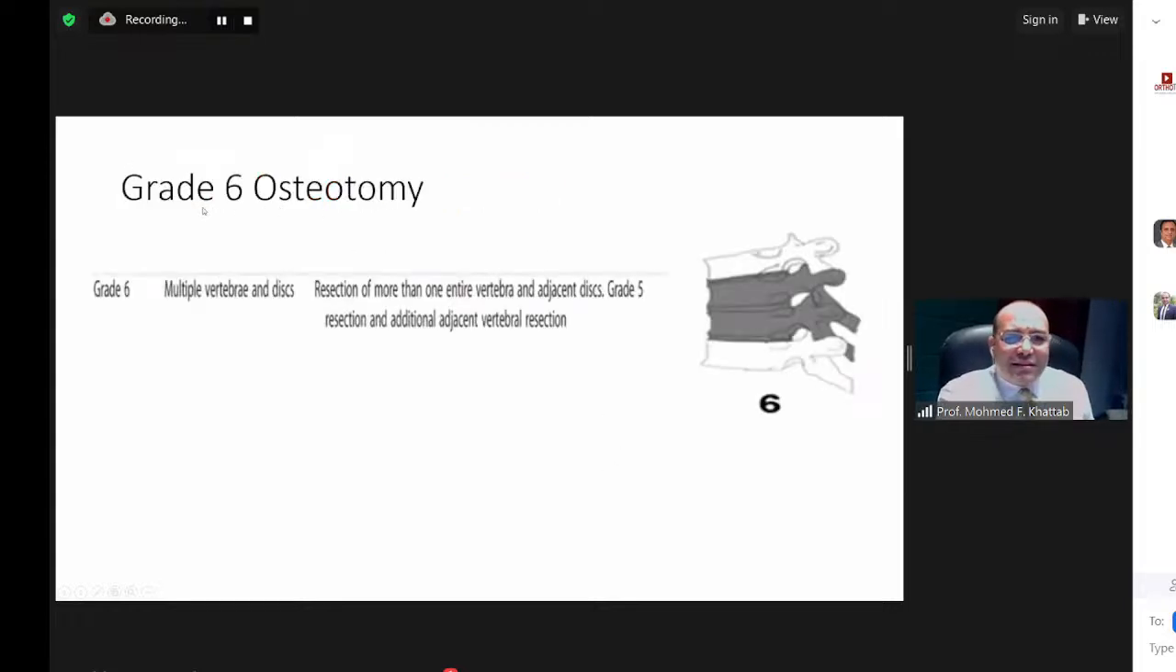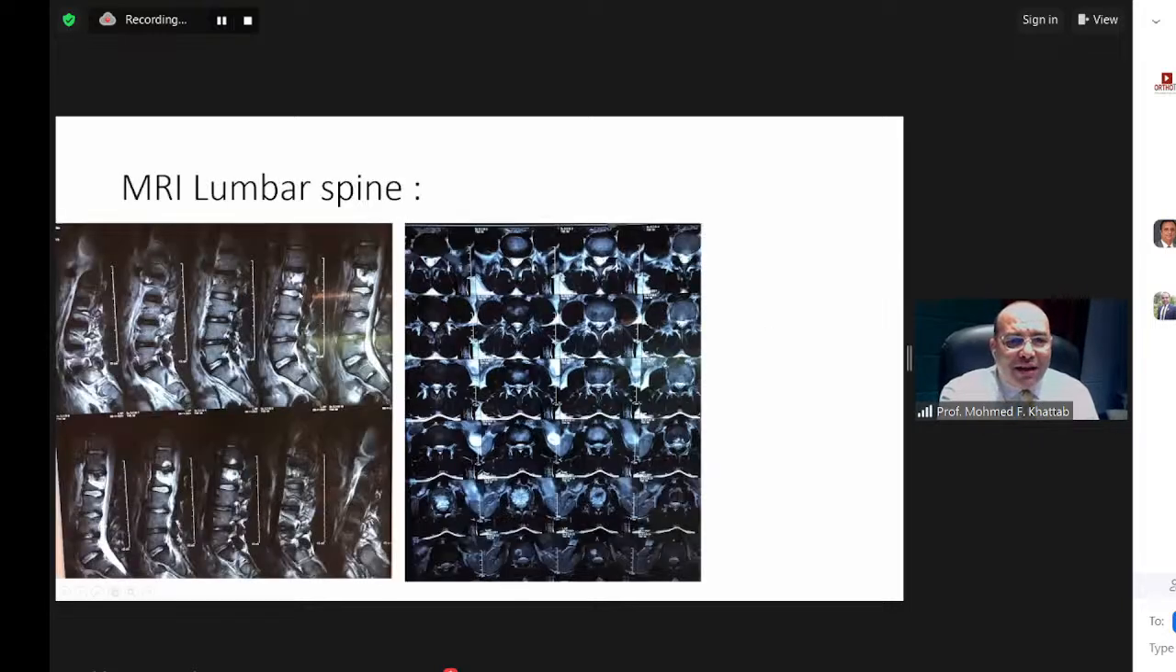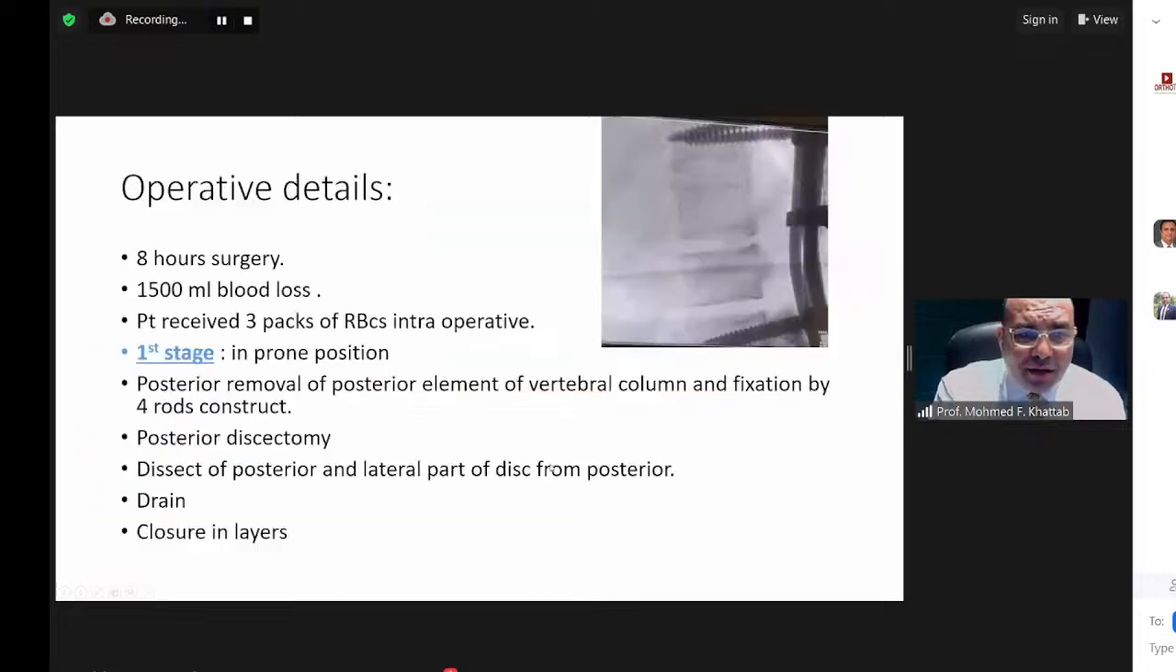The last grade is type 6 osteotomy, which means that multiple vertebrae and discs could be removed. This is a male patient, 21 years old, with back pain and bilateral sciatica. His motor power is okay. No past medical history. In the MRI, we can see here hyper signal intensity in L1 and L2, and a CT-guided biopsy was done, and it revealed a chordoma. So chordoma in L1 and L2 in a young patient.